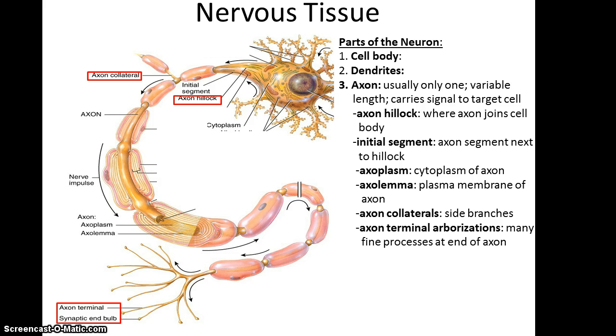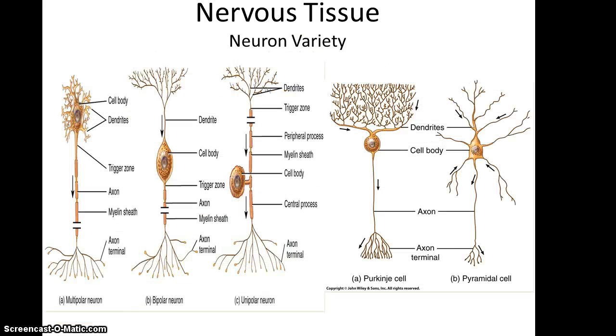The axon hillock, where it's going from the cell body to the axon proper. The initial segment, which is just the first segment that's part of the axon hillock. You have the axoplasm, that's the cytoplasm specifically of the axon. Axolemma, which is the plasma membrane of the axon. Sometimes you have axon collaterals, those are side branches that can then go on and signal other cells. And also the axon terminal arborizations, which basically means that at the end of the axon it often spreads out into lots of little fibers.